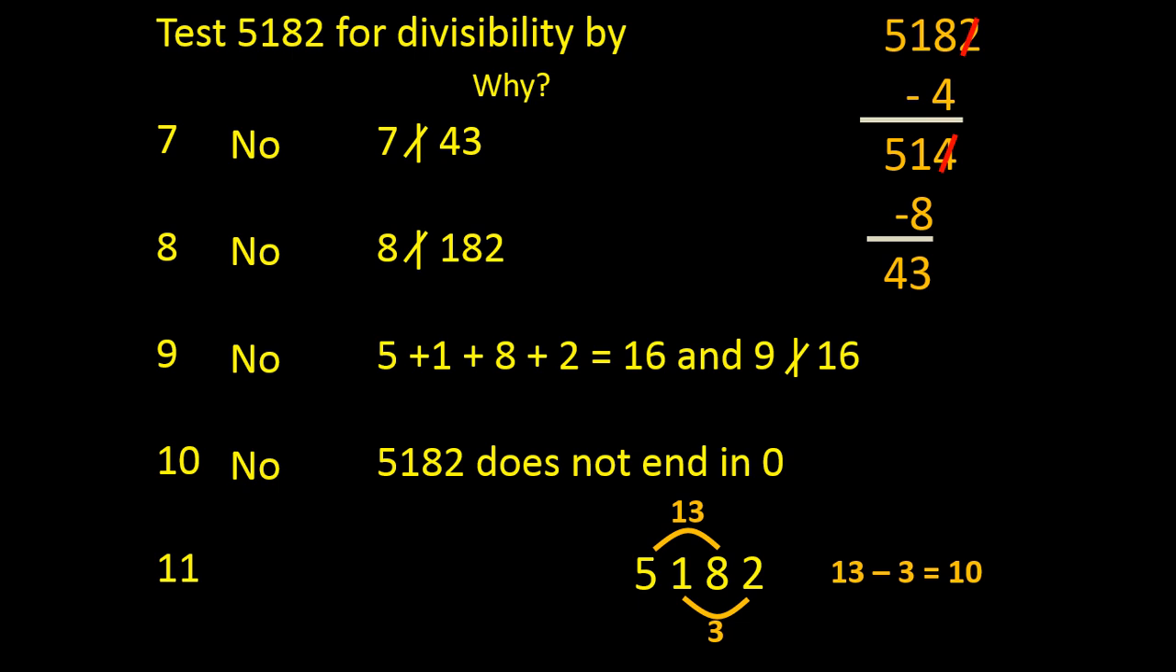And then ask yourself, can we divide 10 by 11 and not get a remainder? And the answer is no. 11 does not divide into 10 without a remainder, so we cannot divide 5,182 by 11 either.